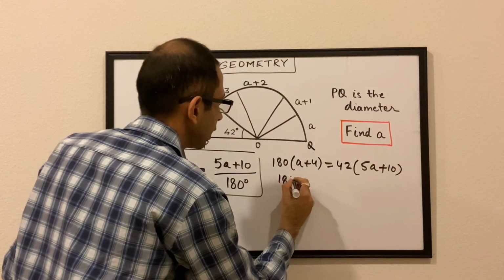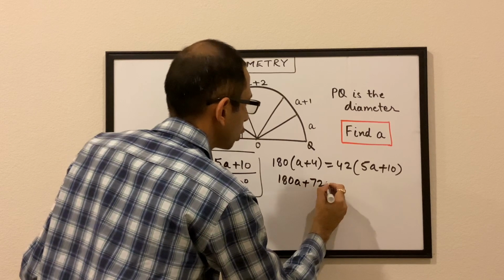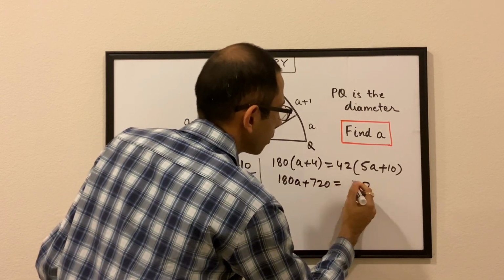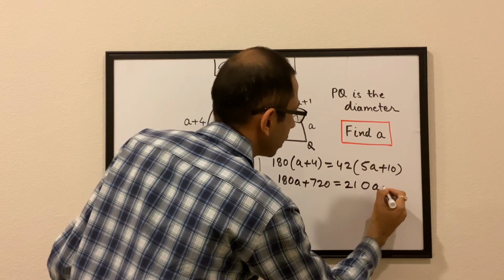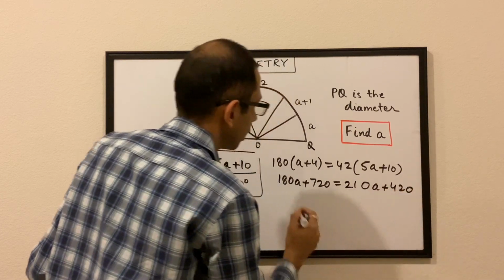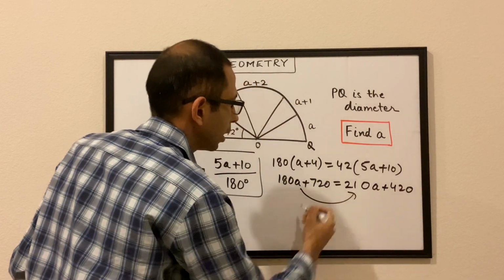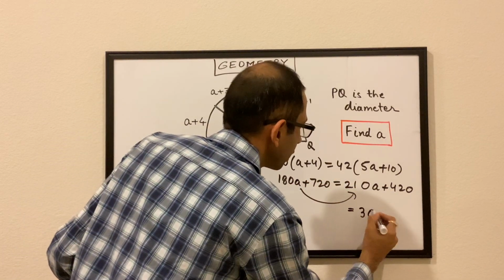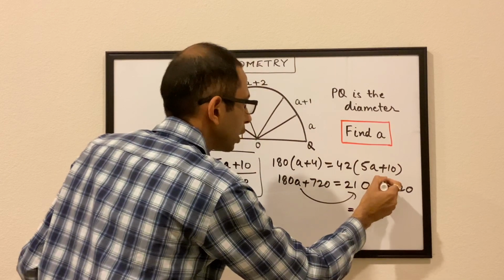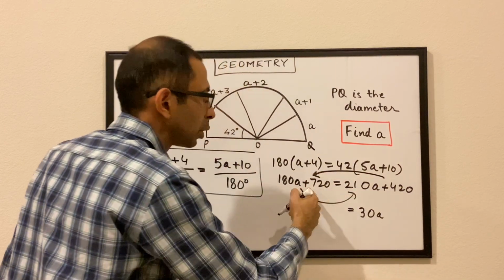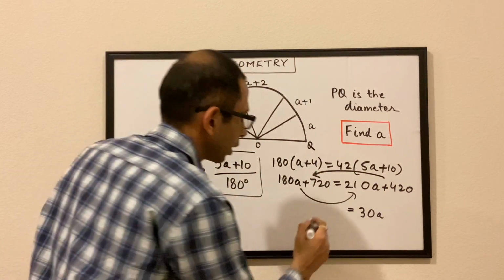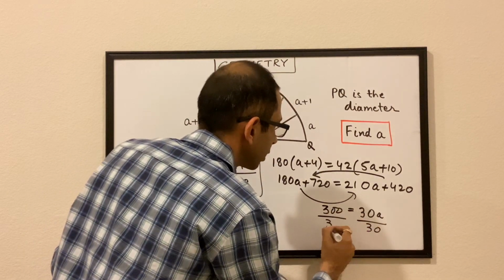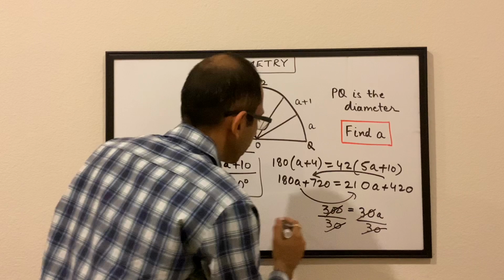So 180A plus 720 is equal to 210A plus 420. We can bring this A this side, so it will be 210 minus 180A, which is 30A, and we can get 420 on this side, which will be 720 minus 420, which is 300, right? Divide by 30 on both sides, and we get the value of A as 10.